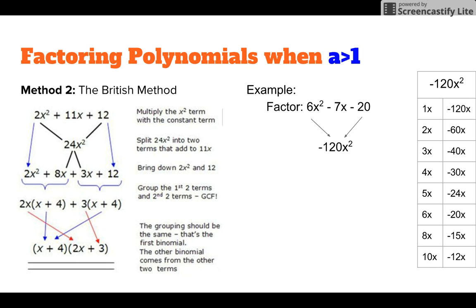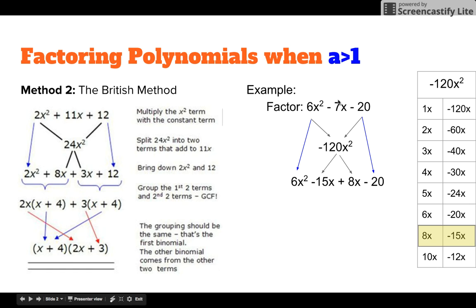All right, so values that are going to give us negative 7x. Well, if you look at the table, I actually didn't complete the table because notice if you have 1x and negative 120x, another pair of values would also be negative 1x and positive 120x. But luckily, in this table, we have the two values that are going to add up to negative 7x. Those are 8x and negative 15x. All right, so let's split those up. Remember, we bring down our 6x squared and we bring down our negative 20. And we're going to plug the negative 15x and the 8x into our equation in place of the negative 7x.